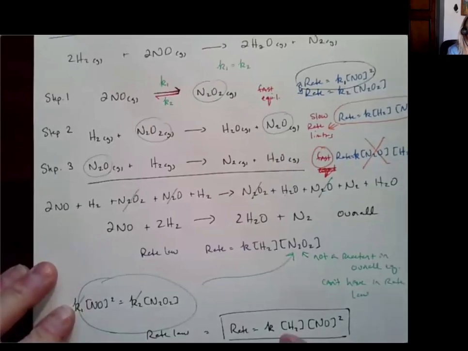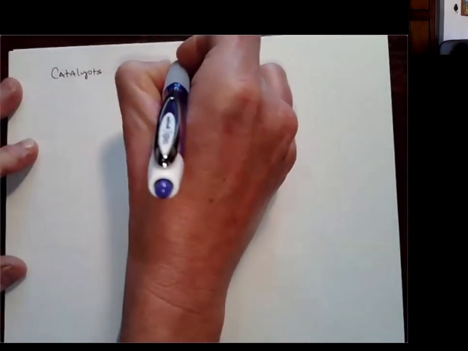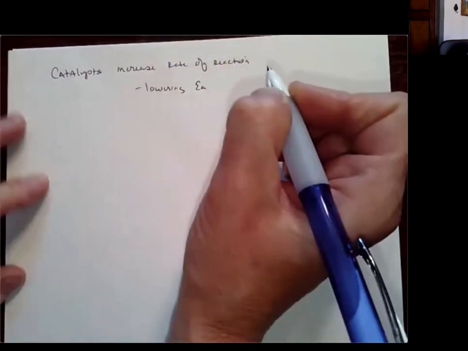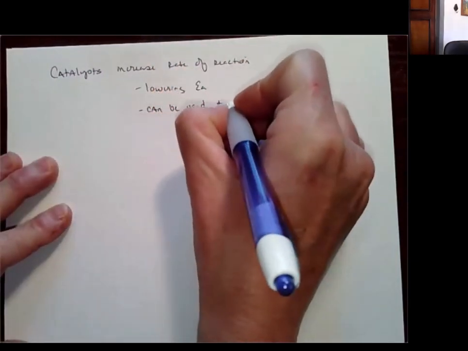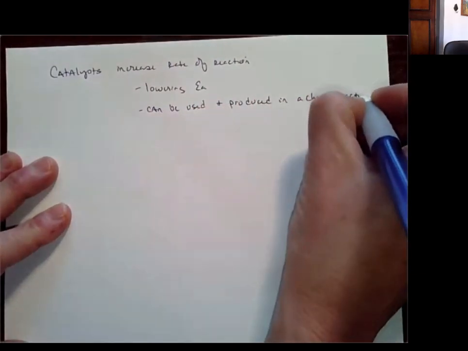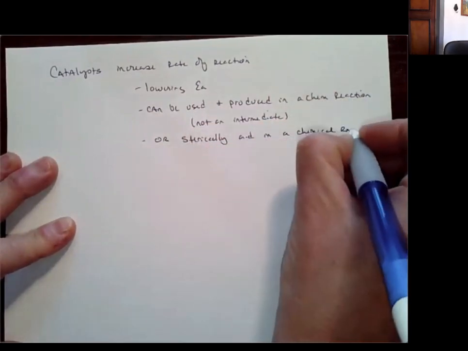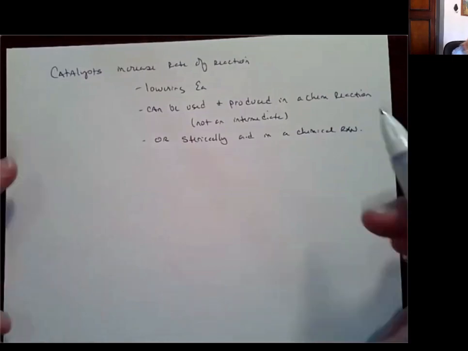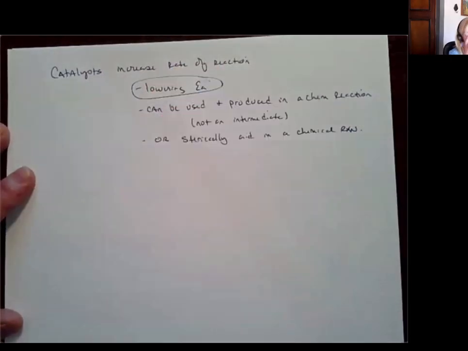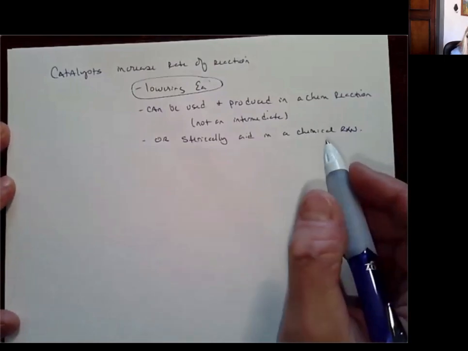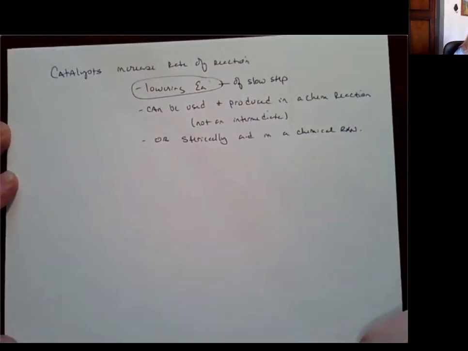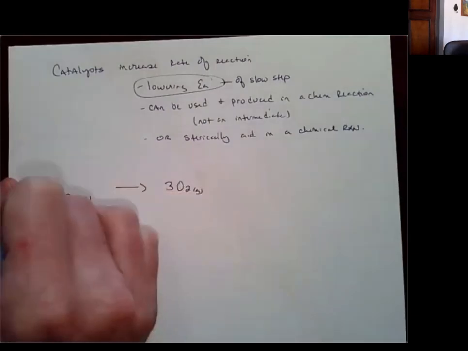All right, so catalysts. Catalysts are great, and they're used a lot in industry to affect the rate of a reaction. A catalyst is another way to increase the rate of a reaction by lowering the activation energy. Catalysts can be used and produced in a chemical reaction. They're not an intermediate, or they can just sterically aid in a chemical reaction. So they don't have to actually be part of the chemical reaction, but they also can be. In all cases, they increase the rate of a reaction by lowering the activation energy of the slow step, that rate limiting step.